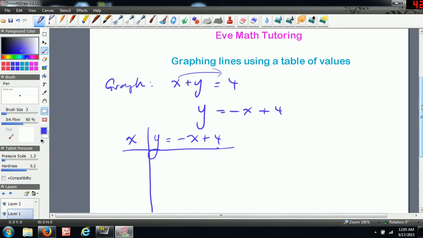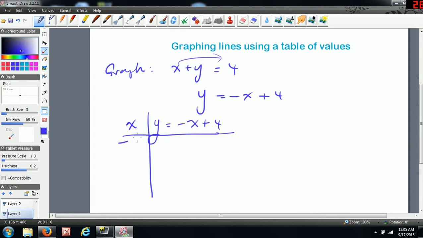And then what you can do is plug in, I usually like to plug in -2, -1, 0, 1, and 2 into my table. I find that these 5 values usually are the best ones to use just to get a general idea of what the graph looks like. So then you plug these into your equation.